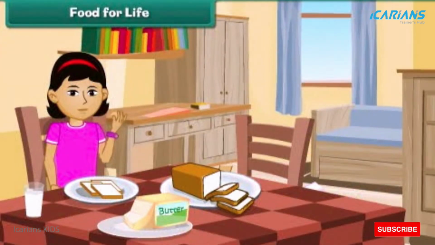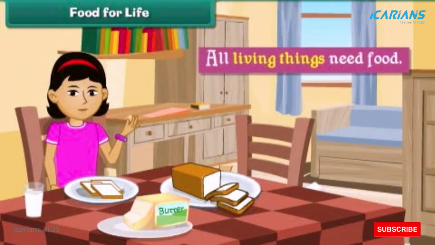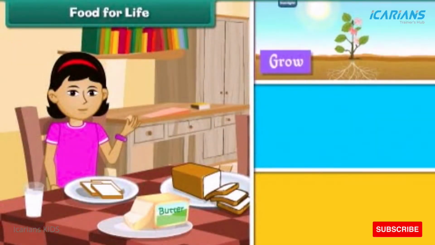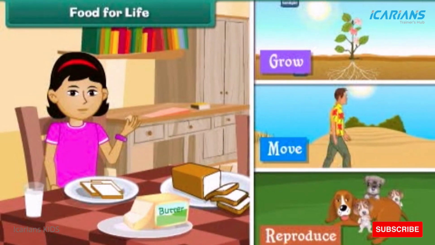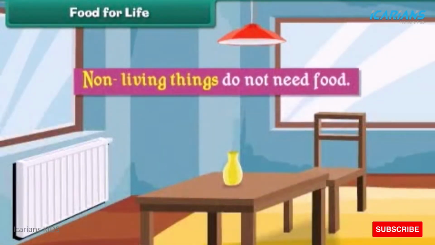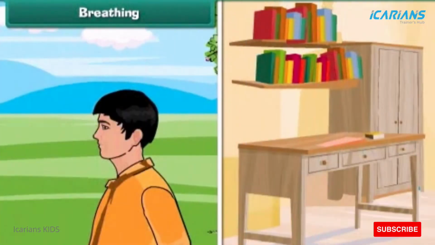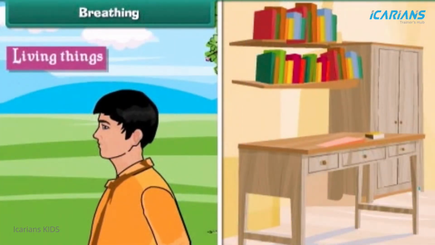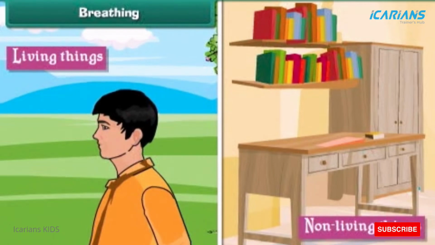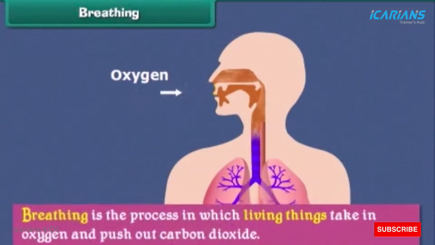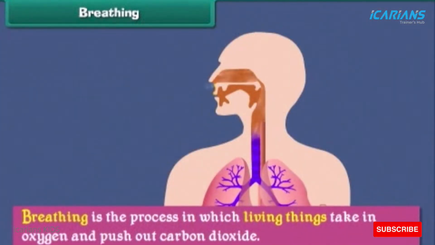Food for life. All living things need food. Food gives them energy to grow, move, and reproduce. Non-living things do not need food. Breathing. Living things breathe, whereas non-living things do not. Breathing is the process in which living things take in oxygen and push out carbon dioxide.